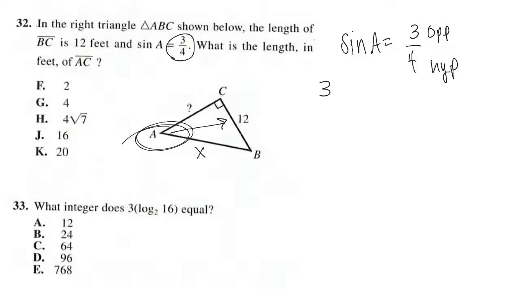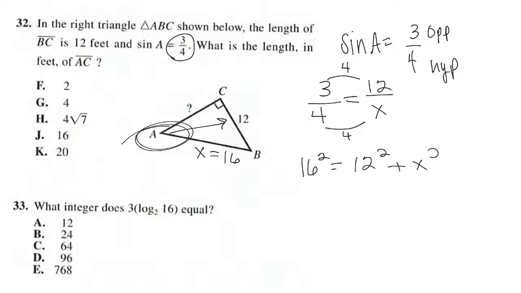So I'm going to set up a proportion, because I know 3/4 has got to be the same thing as 12/x. And notice that whenever we go through and examine those, I've multiplied by 4 here and so 4 here, so I know this side has to be 16. So now I can use my Pythagorean theorem. I know that 16 squared is going to be equal to 12 squared plus that missing side squared. And so once we do all the nice, awesome calculator work for that, I think you're going to end up with answer choice H.